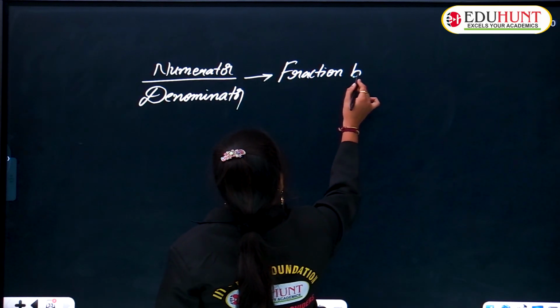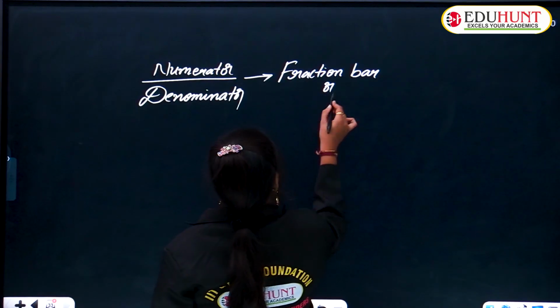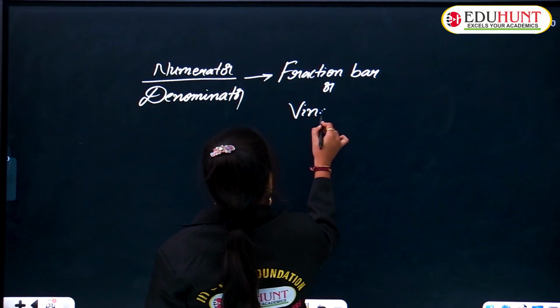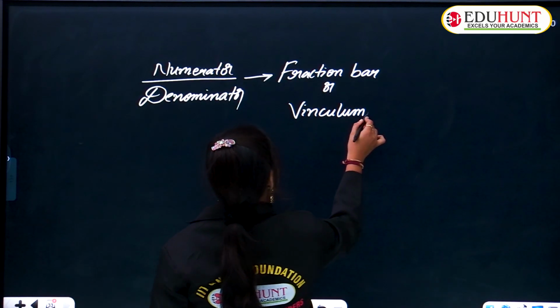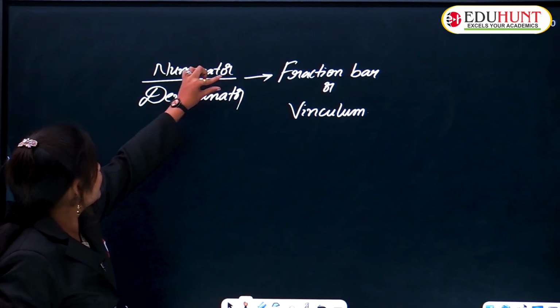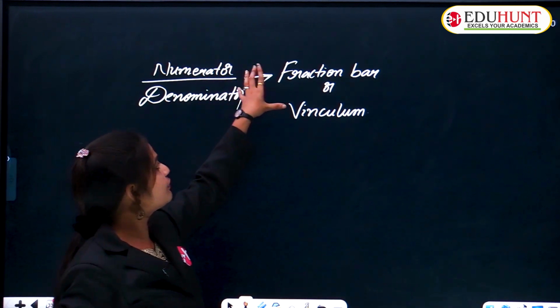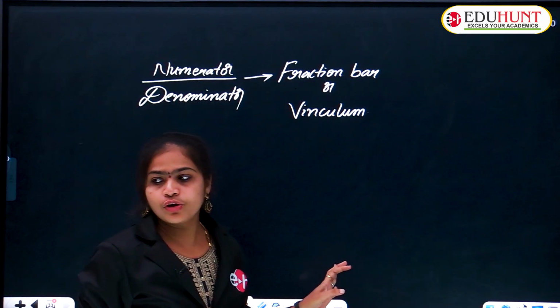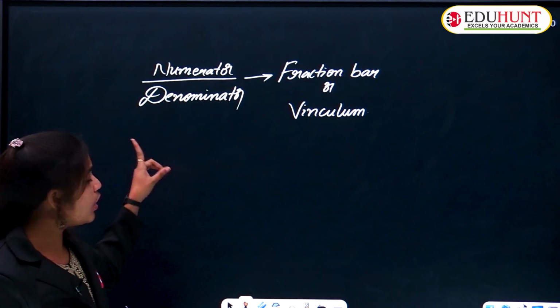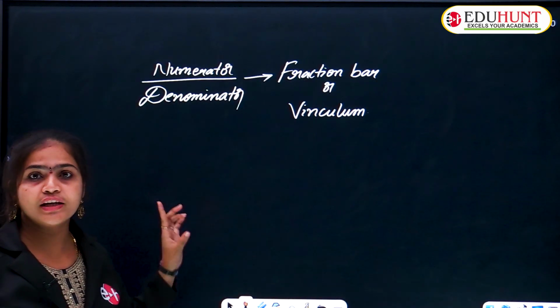In the same way, we will call this bar symbol a vinculum, and we will also call it a fraction bar. Now, what does the numerator tell here and what does the denominator tell here?